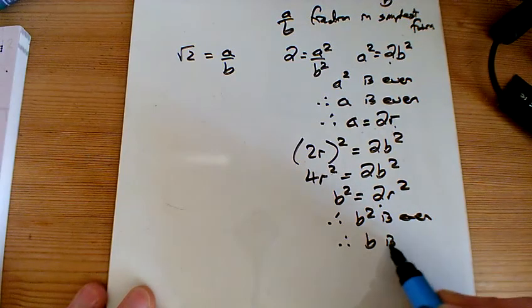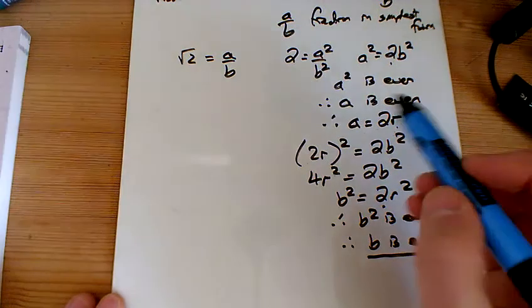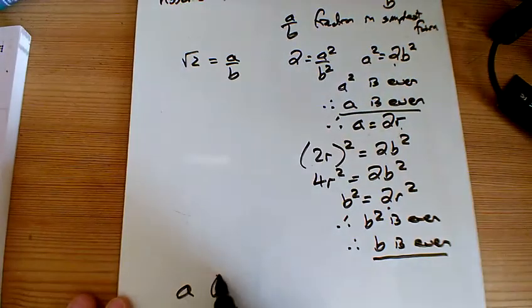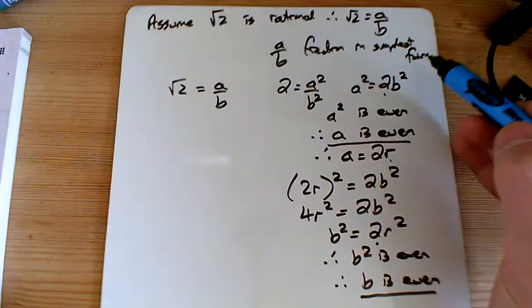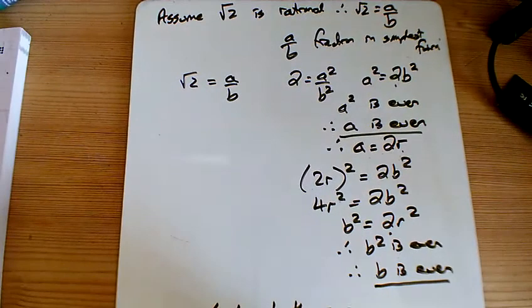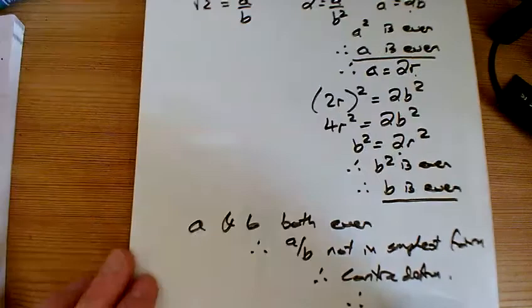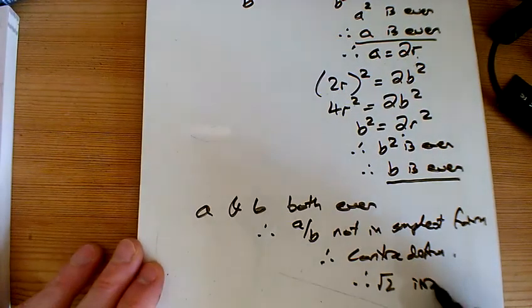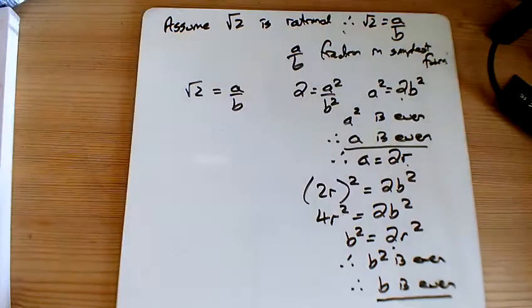Therefore, b is even. And at that point there, we've got a contradiction, because if a and b are both even, that means that this fraction here isn't in its simplest form, because they've both got a factor of 2. Therefore, there's a contradiction, and therefore root 2 is irrational, not rational. Everything here was right. The only thing that must have been wrong must have been at the very beginning.